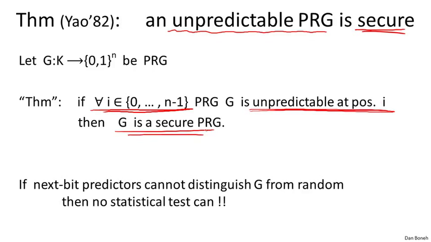I want to paraphrase this in English, and so the way to interpret this result is to say that if these next bit predictors, these predictors that try to predict the I plus first bit given the first I bits, are not able to distinguish G from random, then in fact no statistical test can distinguish G from random. So next bit predictors are in some sense universal predictors when it comes to distinguishing things from random.